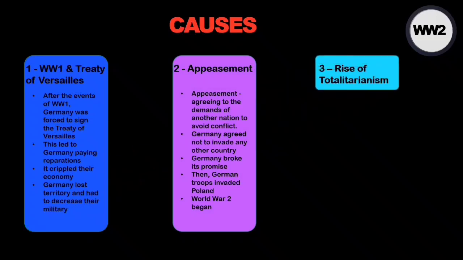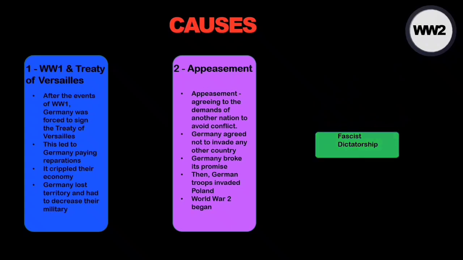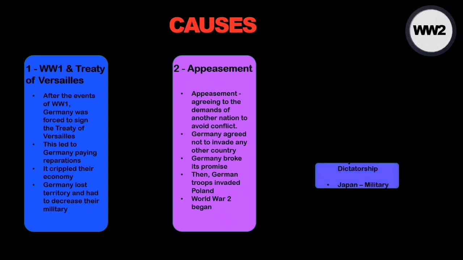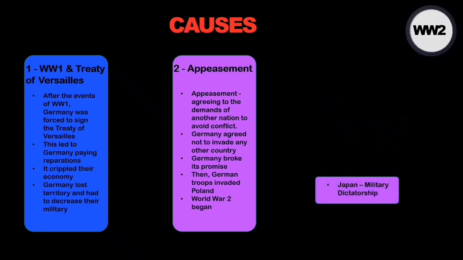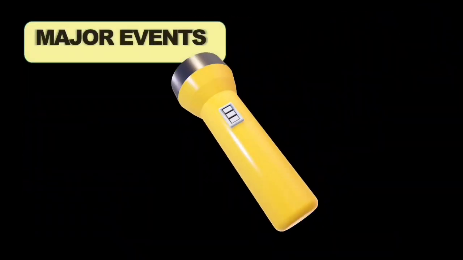And finally, third, totalitarianism is a system in which the state and its leaders have nearly total control. It means no right to vote, no free speech, and a government-controlled economy.